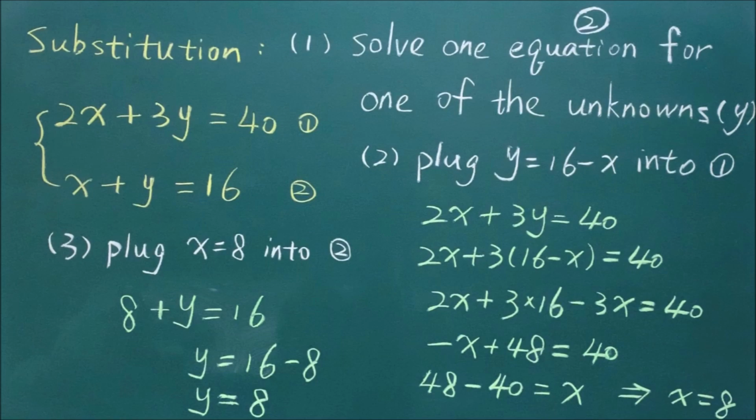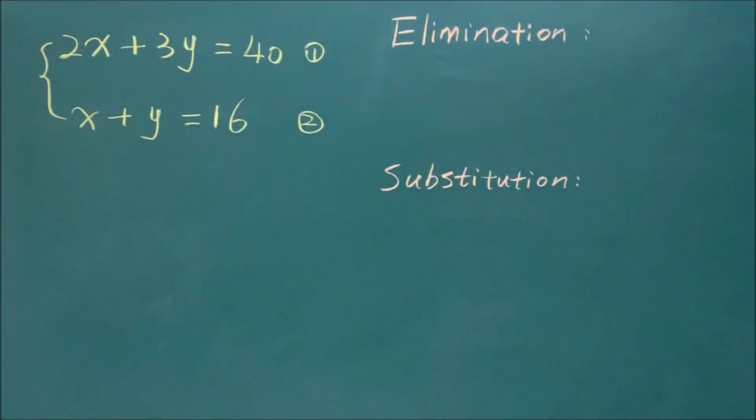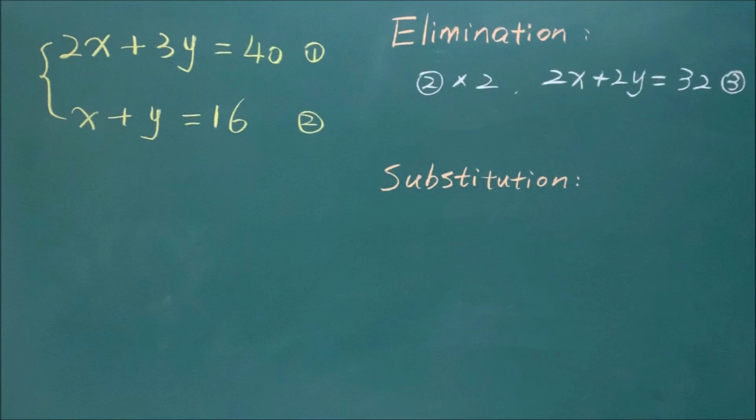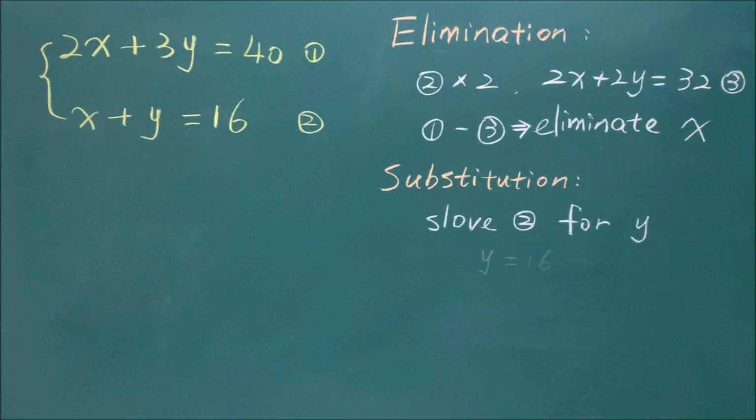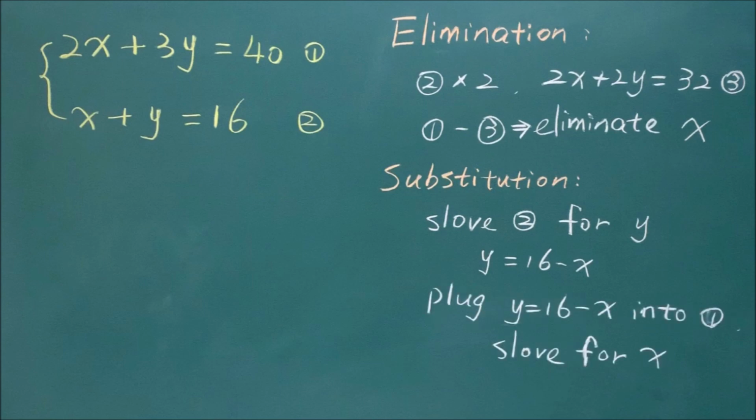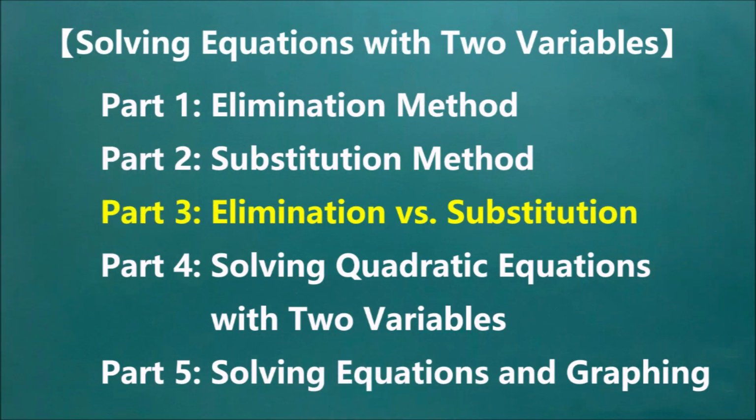Okay, now we've learned the elimination method and the substitution method. When solving equations with elimination, we make the coefficients of one of the variables in two equations the same or opposite, and then eliminate it by adding or subtracting two equations. When solving equations by substitution, we solve one of the equations for one of the variables, and then substitute the result into the other equation. In practice, you can choose the one that you feel more comfortable with.